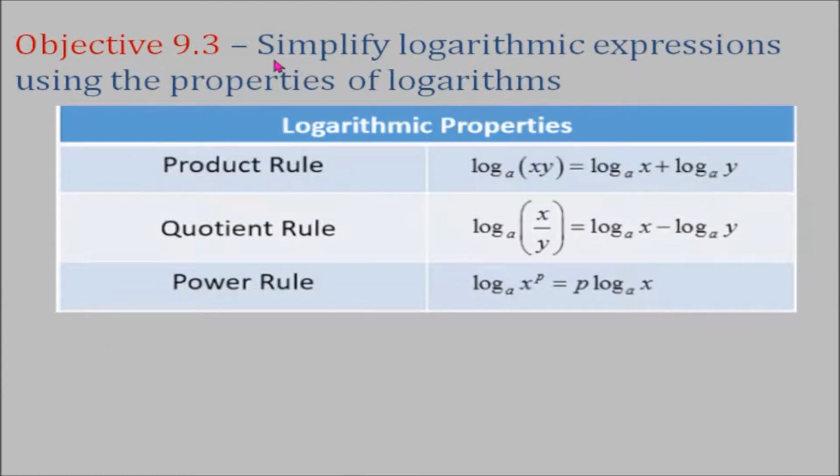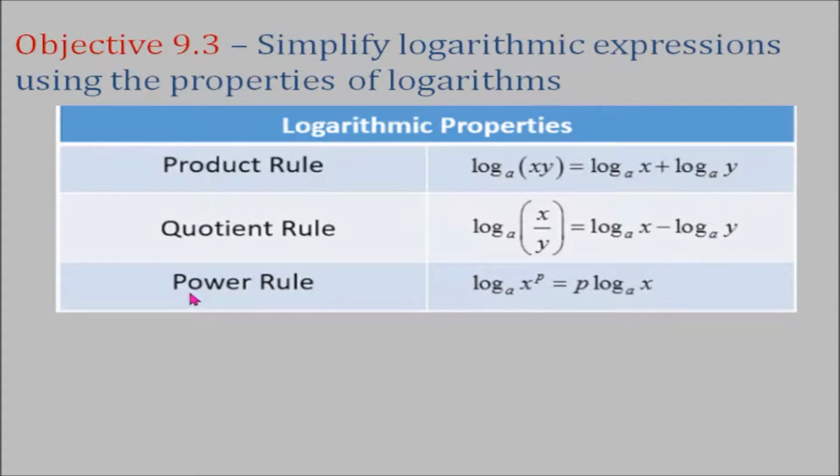Objective number 3: simplify logarithmic expressions using the properties of logarithms. So we have 3 properties here. The first one is the product rule: log base a of x times y equals log base a of x plus log base a of y. We have the quotient rule: log base a of x divided by y equals log base a of x minus log base a of y.